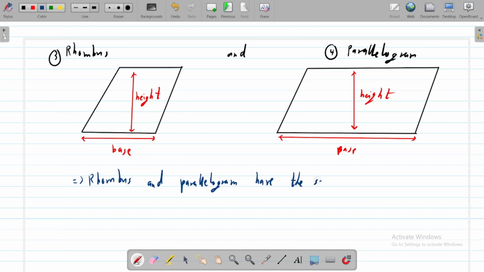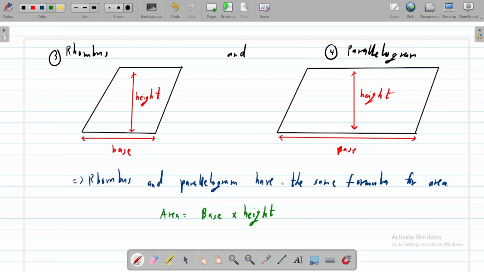Have the same formula for area. Okay, and the area formula is again, sorry, not length, base into height. Base multiplied by height, and same thing again.